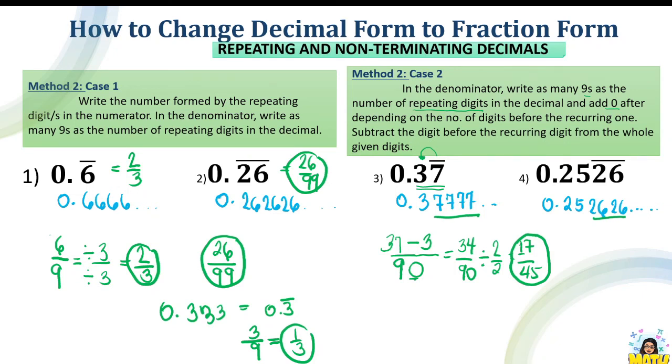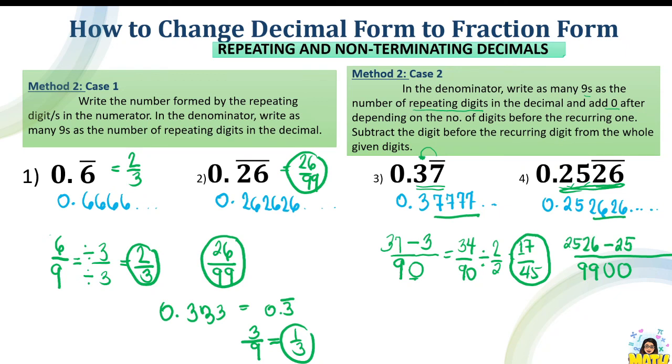Follow ulit natin. Maglalagay ng 9 sa ilalim, depende kung ilan yung umuulit na digit. So, dito, meron tayong dalawa. So, dalawang 9 ang isusulat dyan. And then, magdadagdag ng 0, depende naman kung ilan yung hindi umuulit. So, dalawa din. And then, sa numerator, isasubtract natin yung digit na hindi umuulit, which is 25, minus yung buong given digits. So, that is 2526.